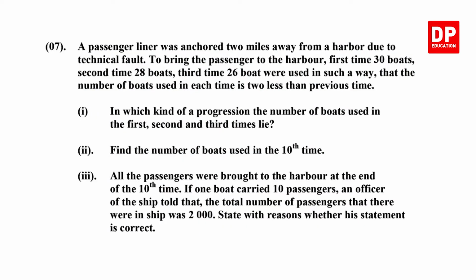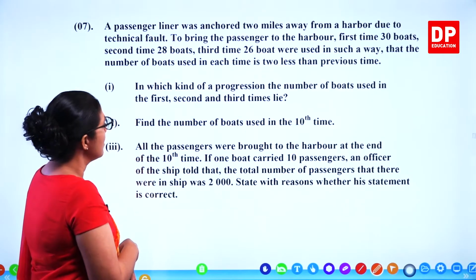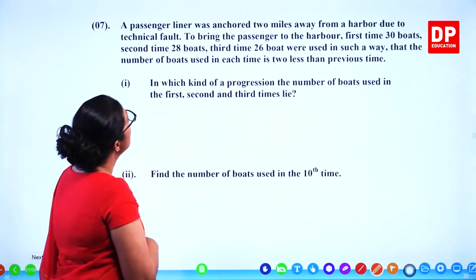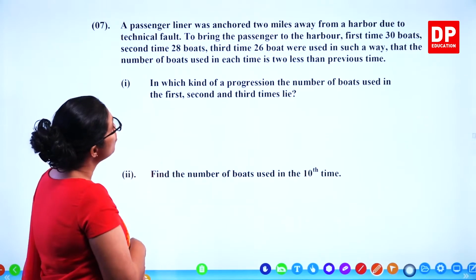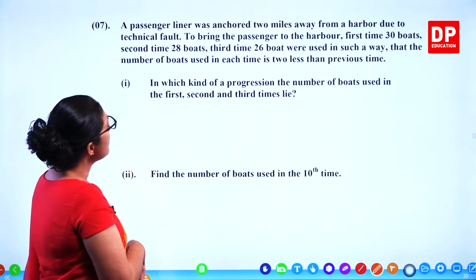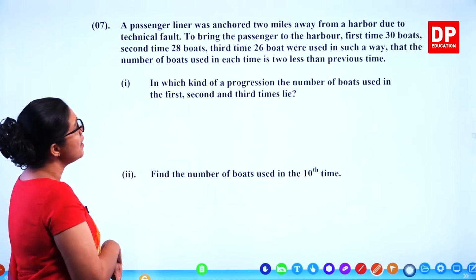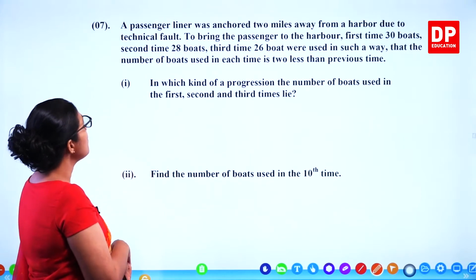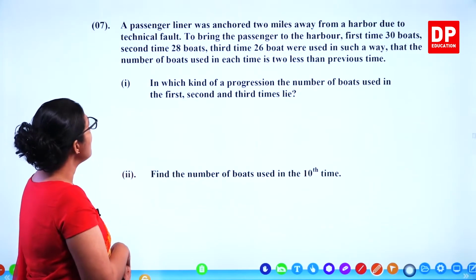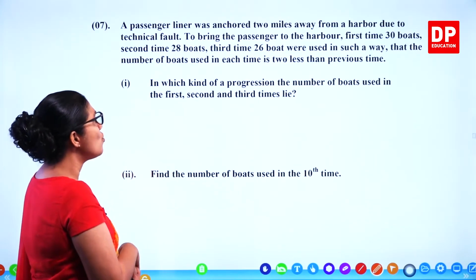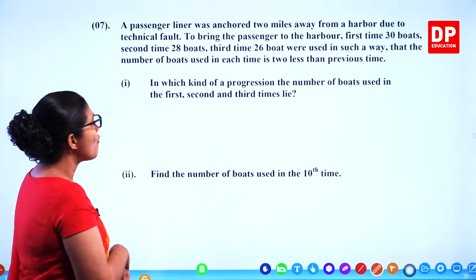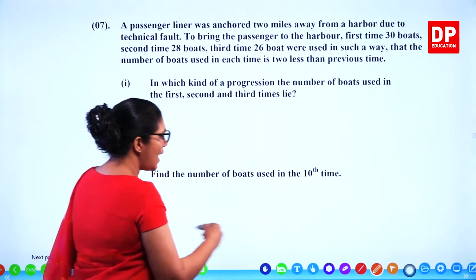Question number 7. This is about progression. So 3 parts are there. A passenger liner was anchored 2 miles away from a harbour due to technical fault. To bring the passengers to the harbour, first time 30 boats, second time 28 boats, third time 26 boats were used in such a way that the number of boats used in each time is 2 less than the previous time. Which kind of progression do the number of boats used in the first, second and third times lie?